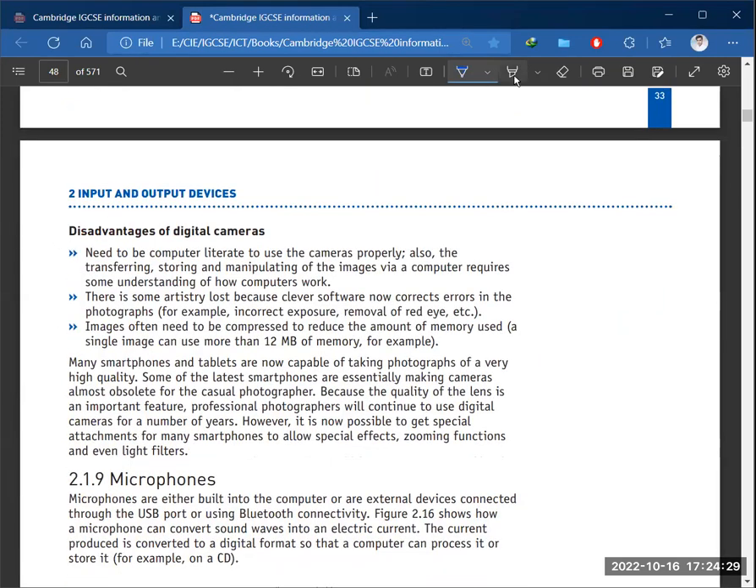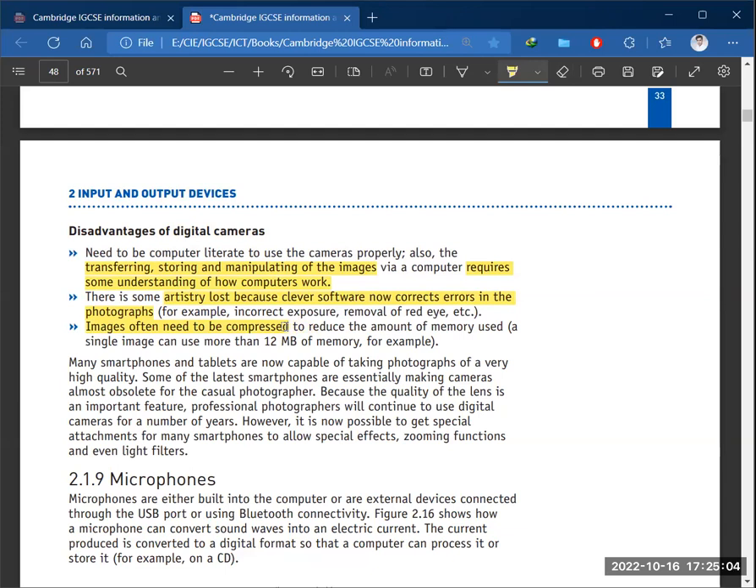Next, read this out loud. Disadvantages of digital cameras. Need to be computer literate to use the camera properly, as the transferring, storing, and manipulating of the images via a computer requires some understanding of how computers work. There is some artistry lost because clever software now corrects errors in the photographs, for example, incorrect exposure, removal of red eye, etc. Images often need to be compressed to reduce the amount of memory used. A single image can use more than 12 MB of memory.